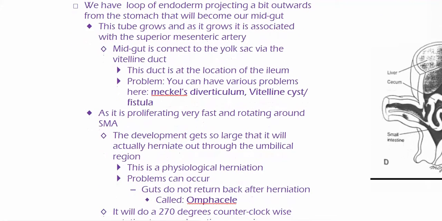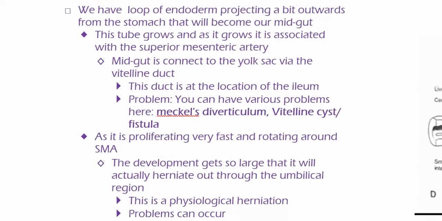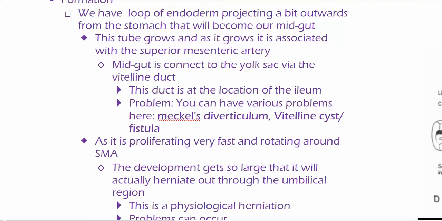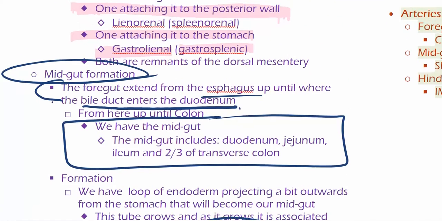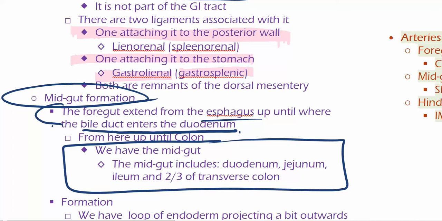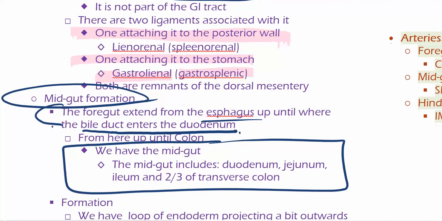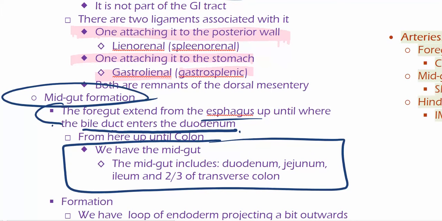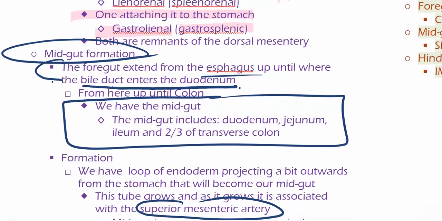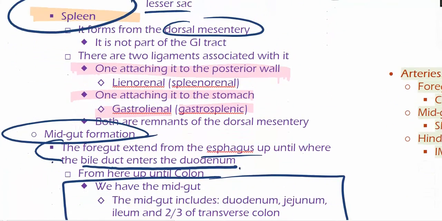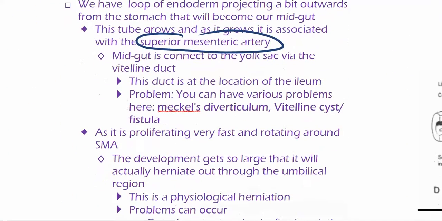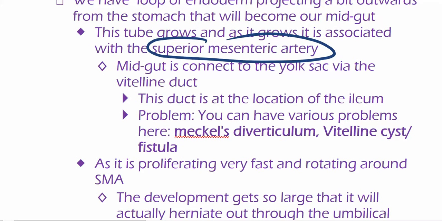The tube is going to be proliferating, so it's going to be growing, right? And as it's growing, it's going to be associated with your superior mesenteric artery. Do you know the artery that's associated with the foregut? Celiac. So celiac is foregut. The midgut was superior mesenteric. And hindgut was inferior mesenteric. Okay, that's right. So as the midgut is growing, it's going to be associated with your SMA, superior mesenteric artery.